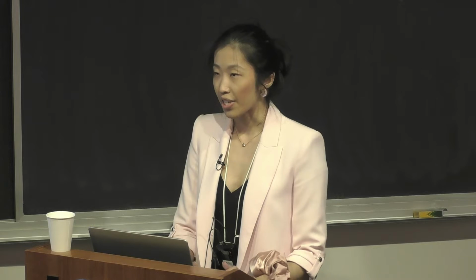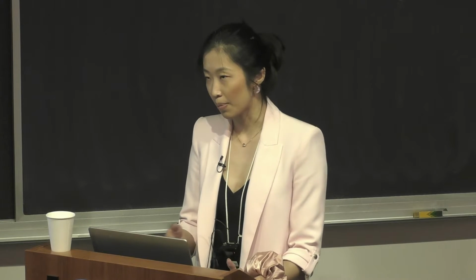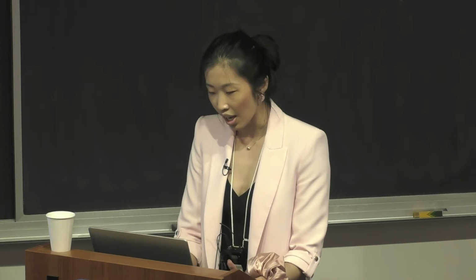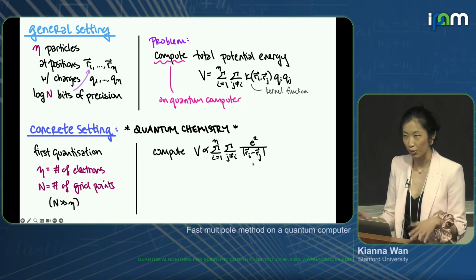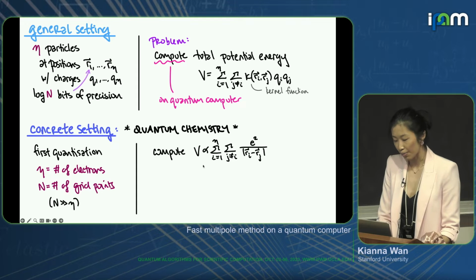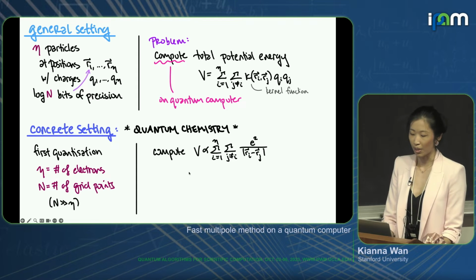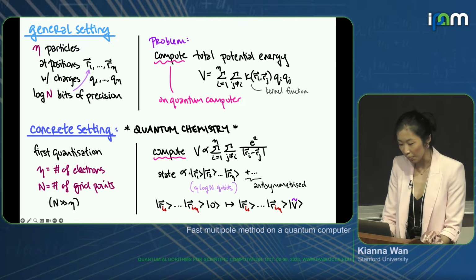And in this setting, the potential we're going to be interested in is the Coulomb potential, or electrostatic potential, for which the kernel function is given by the inverse distance between two electrons. So the potential energy V has this form up to a constant.